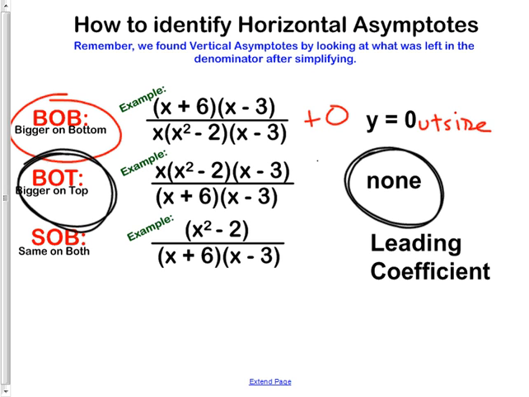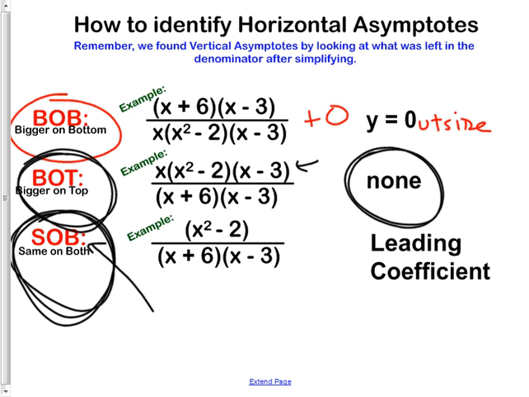Now, this one's bigger on the top. How do I decide what we are judging by? It tells me it's bigger on the top versus bigger on the bottom. It's the degree of it. Now, I'll talk through that in just a second, but let's get through this last one. Same on both. Of course, they could be the same on the top and the bottom. You're either bigger on the top or bigger on the bottom, or they're both the same.